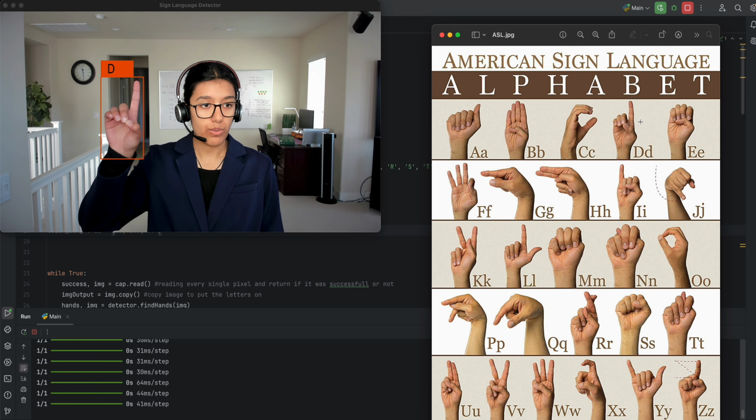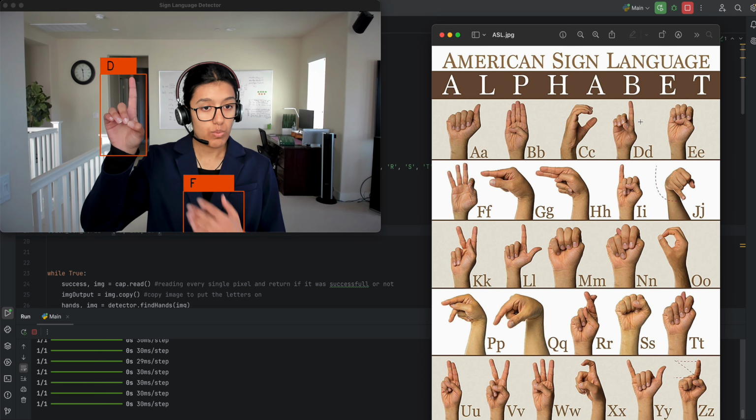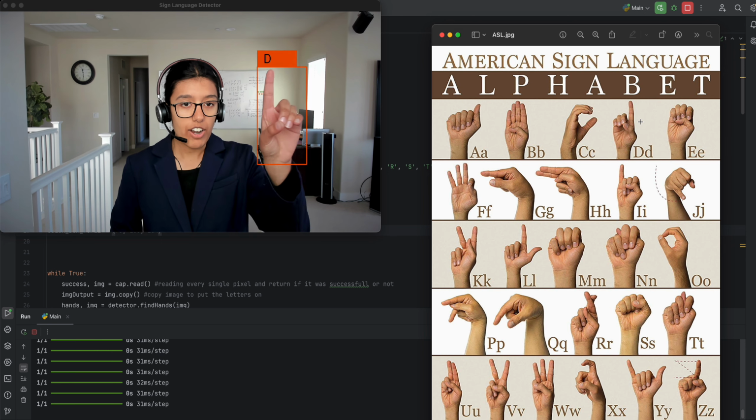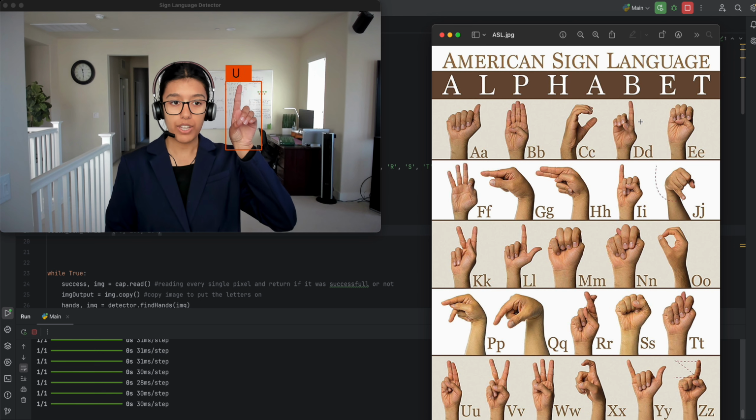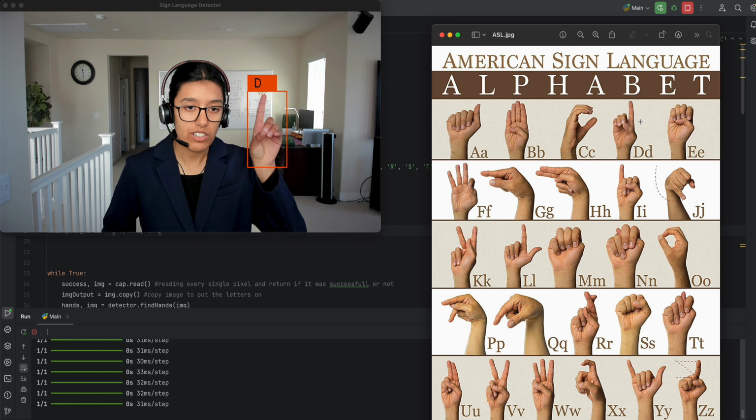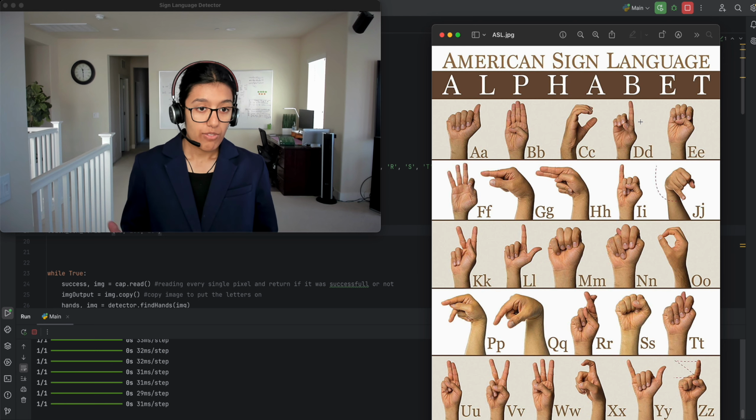So D is going to be like that. And this is with my right hand. This will also work with my left hand. And no matter how close or how far away you get, it will always find that ASL gesture to be the letter D. And we can also do that for a few more gestures.